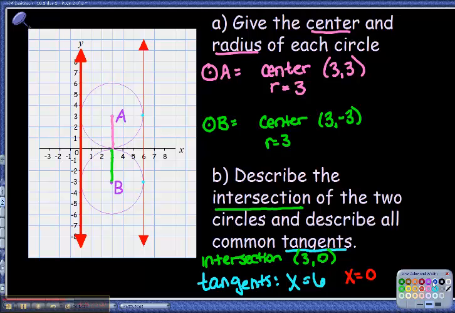There's also a common tangent that would go through that point of tangency that those 2 circles would have in common, and the equation of that line is now a horizontal line, so y equals 0. So we have really 3 common tangents. This y equals 0 would be an internal tangent. It's going in between those circles, where the other 2 lines would be external tangents.